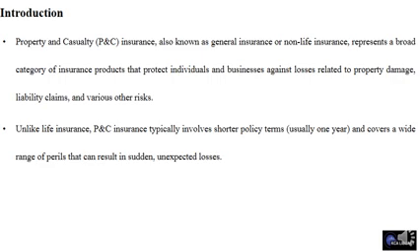Unlike life insurance, property and casualty insurance typically involves shorter policy terms, usually 1 year, and covers a wide range of perils that can result in sudden unexpected losses.